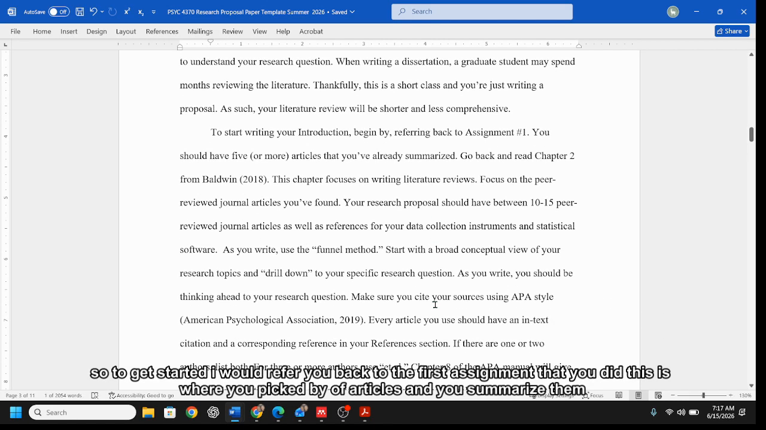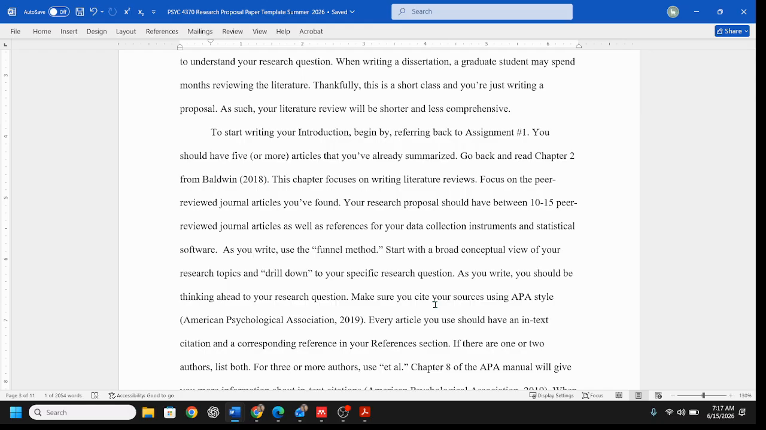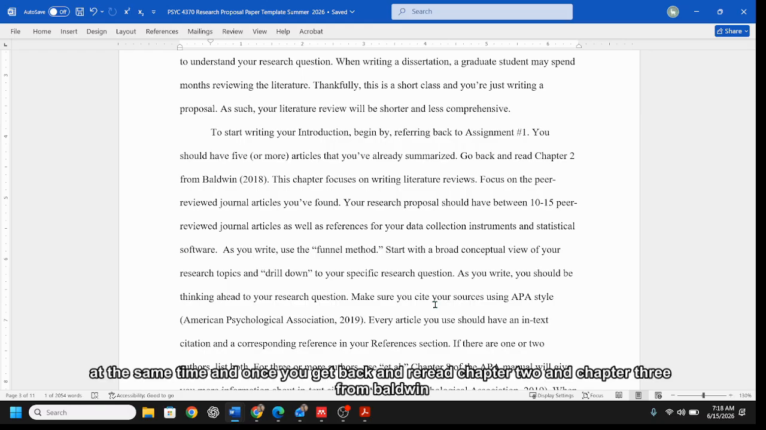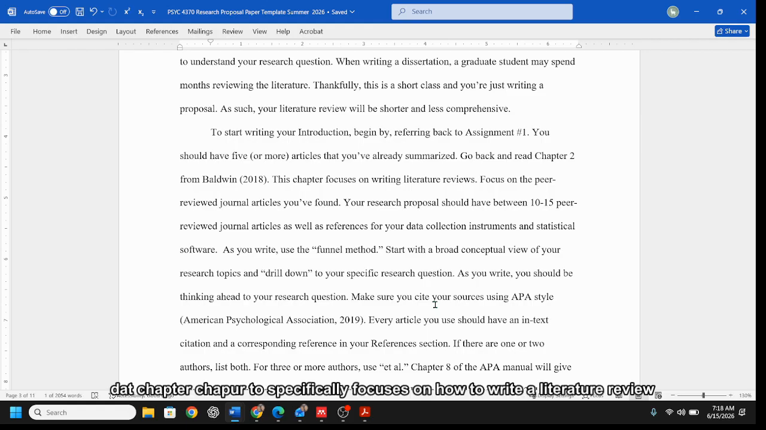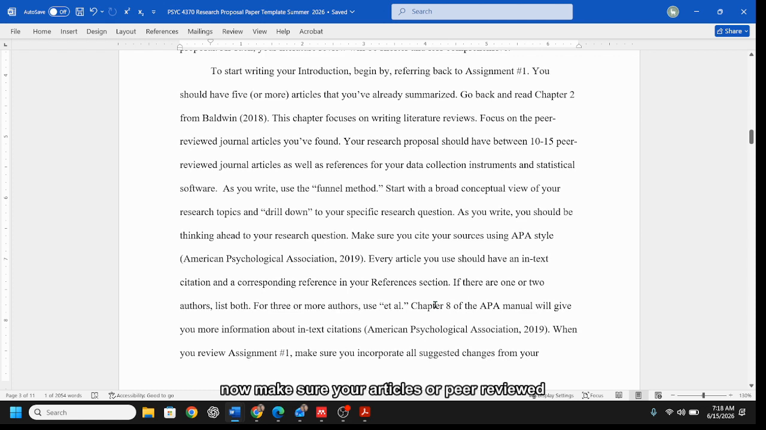So to get started, I would refer you back to the first assignment that you did. This is where you picked 5 articles and you summarized them. At the same time, I want you to go back and reread Chapter 2 and Chapter 3 from Baldwin. That chapter, Chapter 2 specifically, focuses on how to write a literature review. Now, make sure your articles are peer-reviewed. Include the journal articles you've already found.